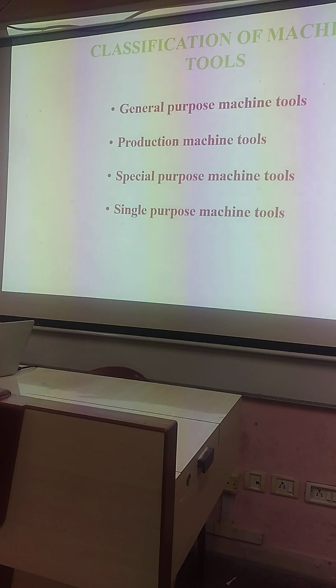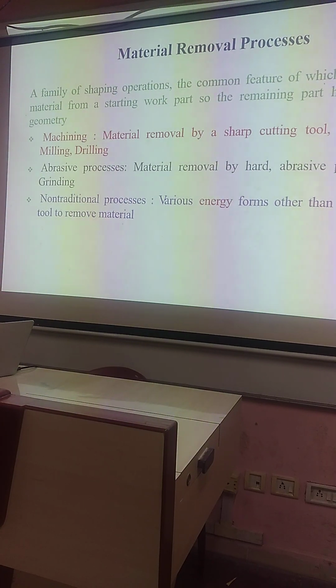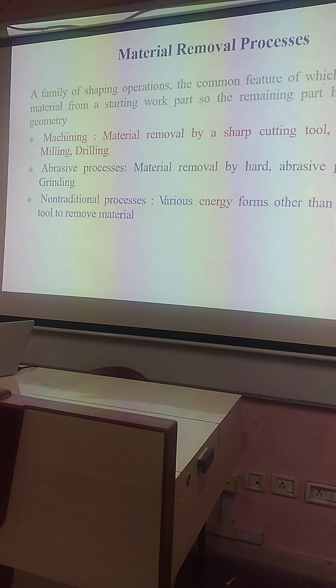Classification of machine tools: general purpose machine tools like the lathe machine, production machine tools, special purpose machine tools, and single purpose machine tools which are used for only a single purpose. Material removal process: a family of shaping operations, the common feature of which is removal of material from a starting work part so that the remaining part has the desired geometry. Machining: material removal by a sharp cutting tool. Example: turning, milling, drilling.